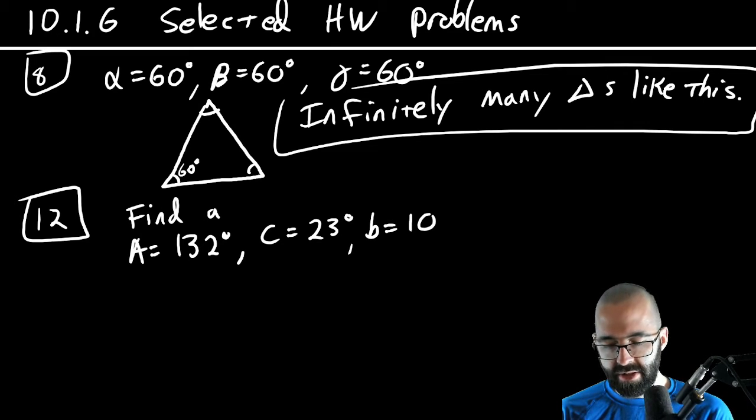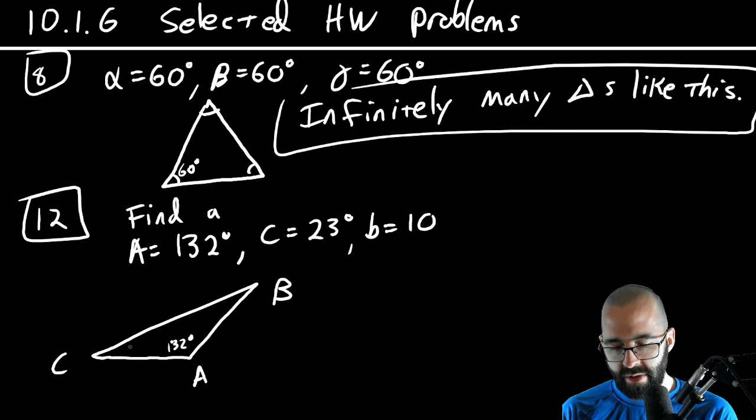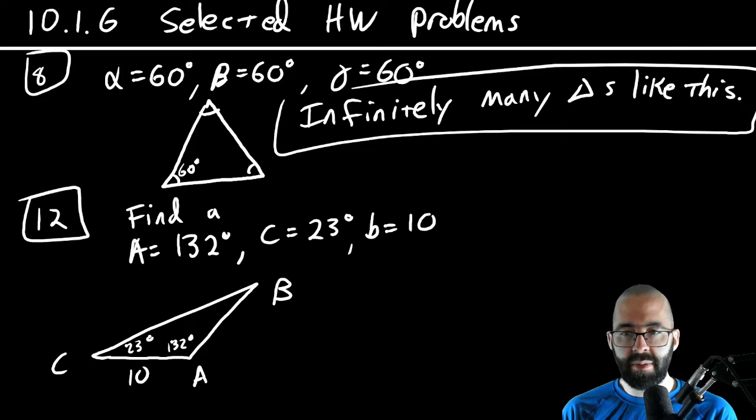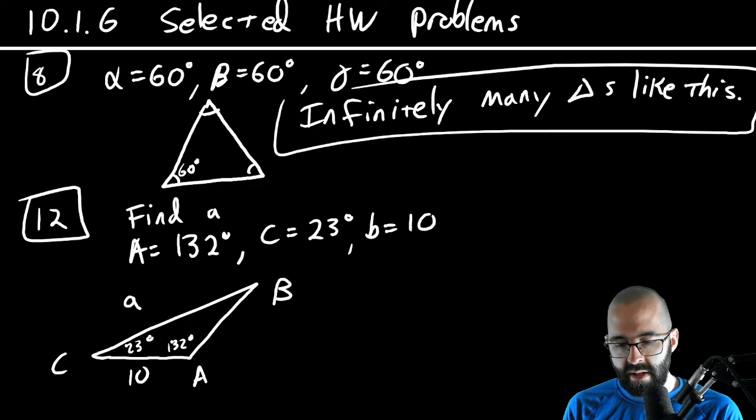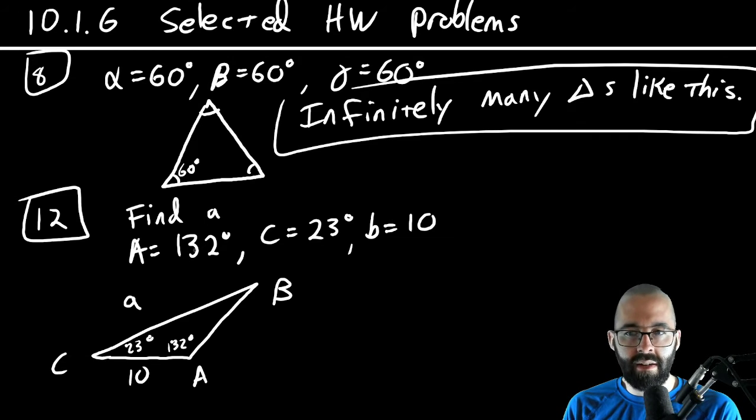So let's draw a picture. A is really big. Let's call this A, 132 degrees. C is smaller, it doesn't matter which one we call it. 23 degrees. And b is 10. b is opposite capital B. And it wants us to find a, which is opposite capital A. So again, for the law of sines, we start with an angle and opposite side that we know. But there is none right now, so we do have to find B in this case.